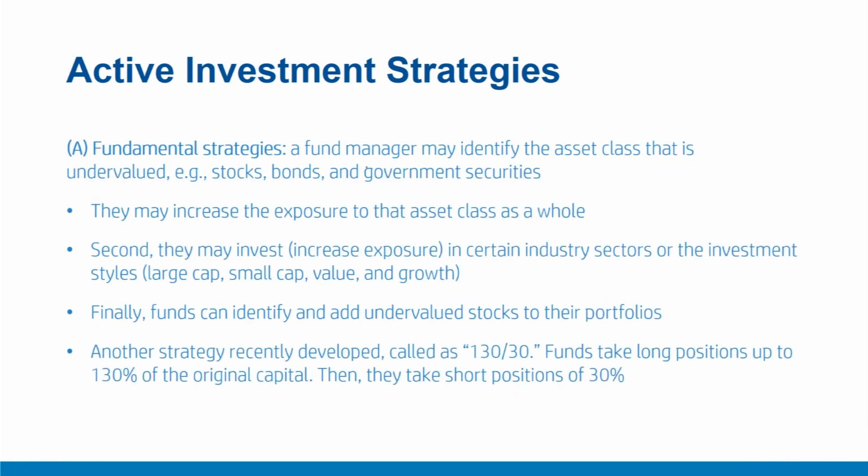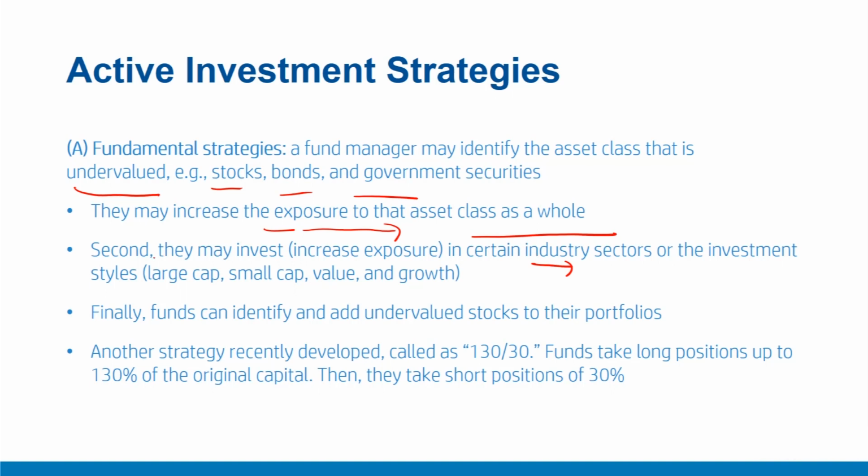In a nutshell, as a part of fundamental strategy, a fund manager may identify assets that are undervalued, or an asset class itself like stock, bond or government securities. When they find such undervalued securities, they will increase their exposure to these asset classes as a whole. Also, as a part of fundamental strategy, the fund manager may identify certain industry sectors that are undervalued or expected to do well, so they can increase their exposure to these industry sectors.